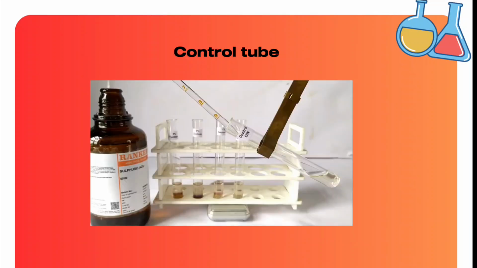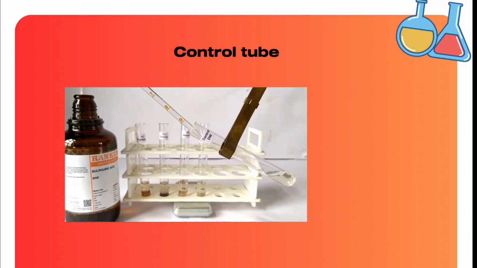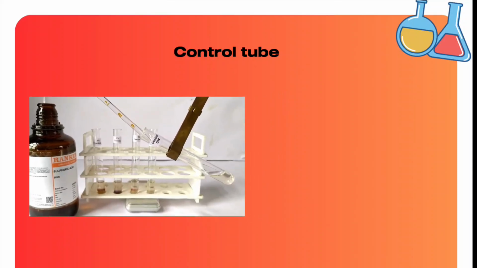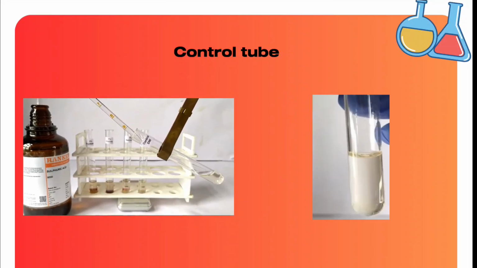Let's test the control tube. Fill the test tube with glucose and Molisch reagent. Slowly and carefully add 1 ml of sulfuric acid to it. As expected, no color change should happen here. This tells us the reagents are working properly.